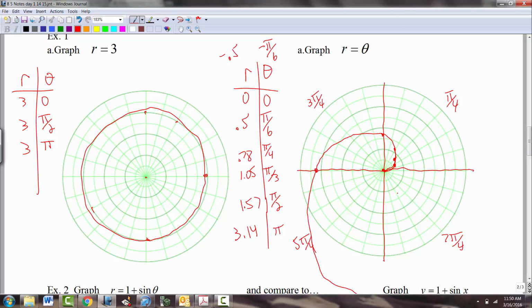Does this map right on top of this graph? No, it doesn't. Because here's negative pi over 6, which is 11 pi over 6. But how am I supposed to graph it? I'm supposed to go the opposite direction. So what happens when we incorporate negative angle measures and positive angle measures? You actually get two spirals.